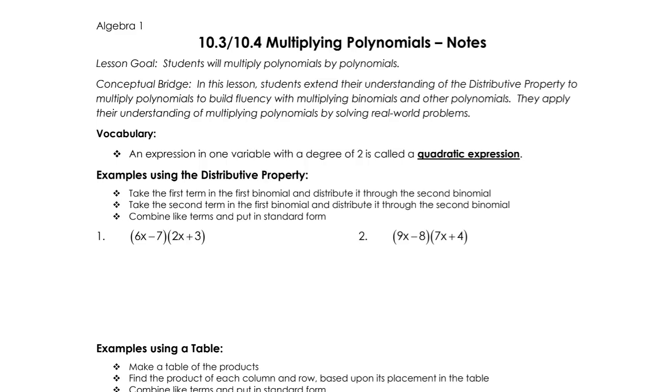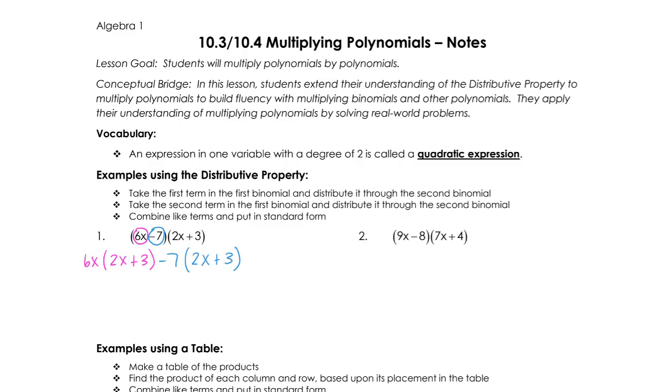So first example, using the distributive property, it says take the first term in the first binomial, that would be 6x, and distribute it through the second binomial. So we're going to take 6x and then distribute that to 2x plus 3. Then it says take the second term in the first binomial and distribute it through the second binomial. So then we have a negative 7 here and then times 2x plus 3. So now we have a problem that we're very used to seeing actually. We've done several of these already this chapter.